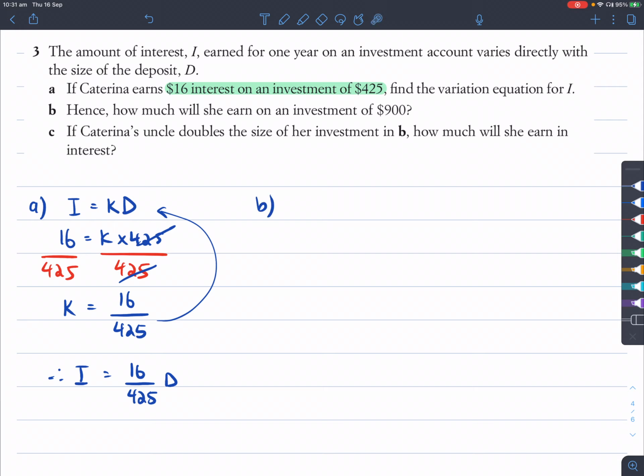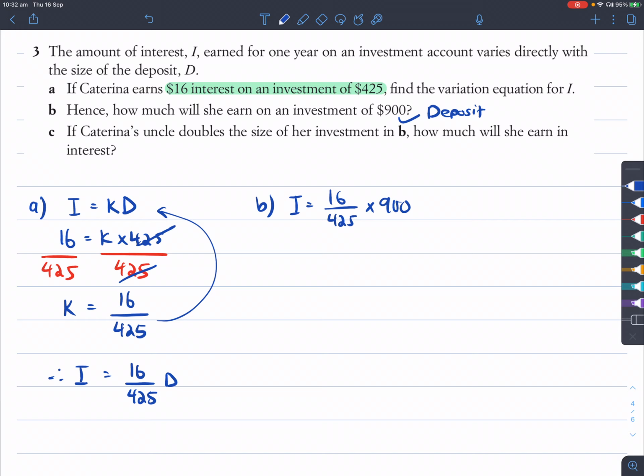For question B, hence, how much will she earn on an investment of $900? So an investment of $900 is our deposit. Okay, so that's our deposit D. They put $900 into the bank and want to know how much interest or extra money they'll earn. So we're going to substitute that as D in here. Okay, so we'll multiply 16 over 425 by 900.